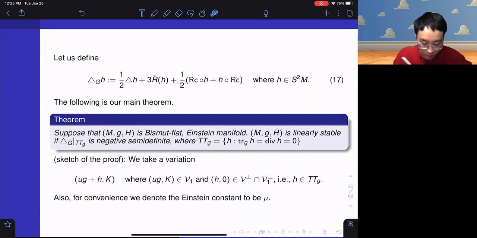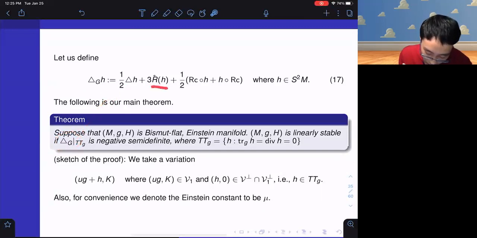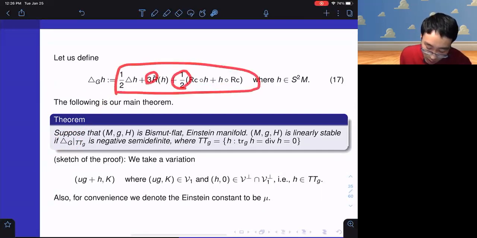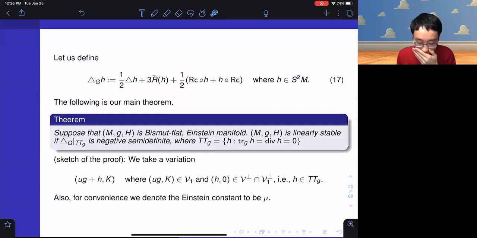If you suppose that your MGH is Bismut flat and Einstein, then MGH is linear stable if Laplacian G is non-positive. Here Laplacian G is defined as half of the Laplacian plus 3 curvature term and plus half of the Ricci term. This quantity is somehow weird, but I will explain it later.